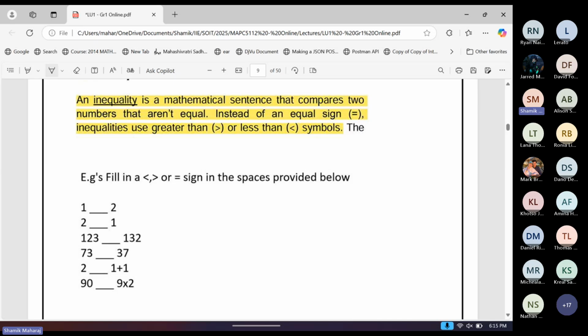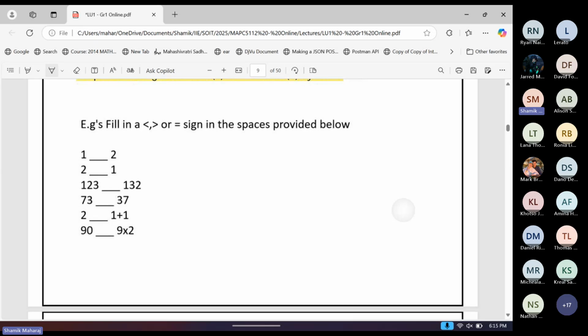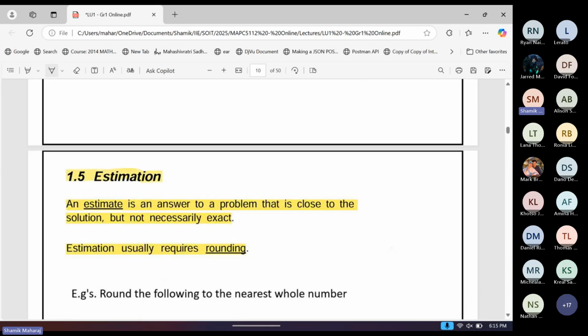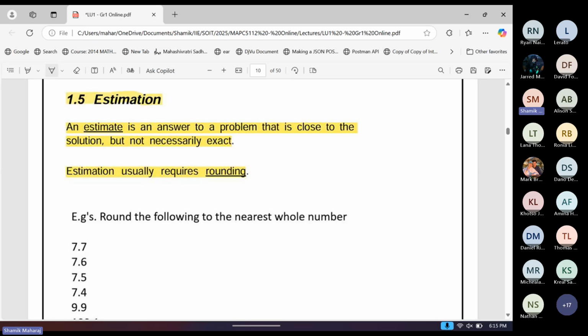Inequalities, read up about it in your own time. Sorry, I'm going to be saying that a lot as we go through this. Less than, greater than, equal to. Many of you probably know what this is already. If not, just read up. Estimation is basically dealing with rounding.